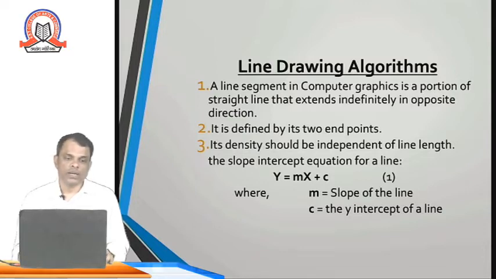The slope intercept equation for a line, so this is the equation for the line which we will use, is y equals mx plus c. In that, m is the slope of the line and c is the y-intercept of the line. These are the important points we have studied up till now.